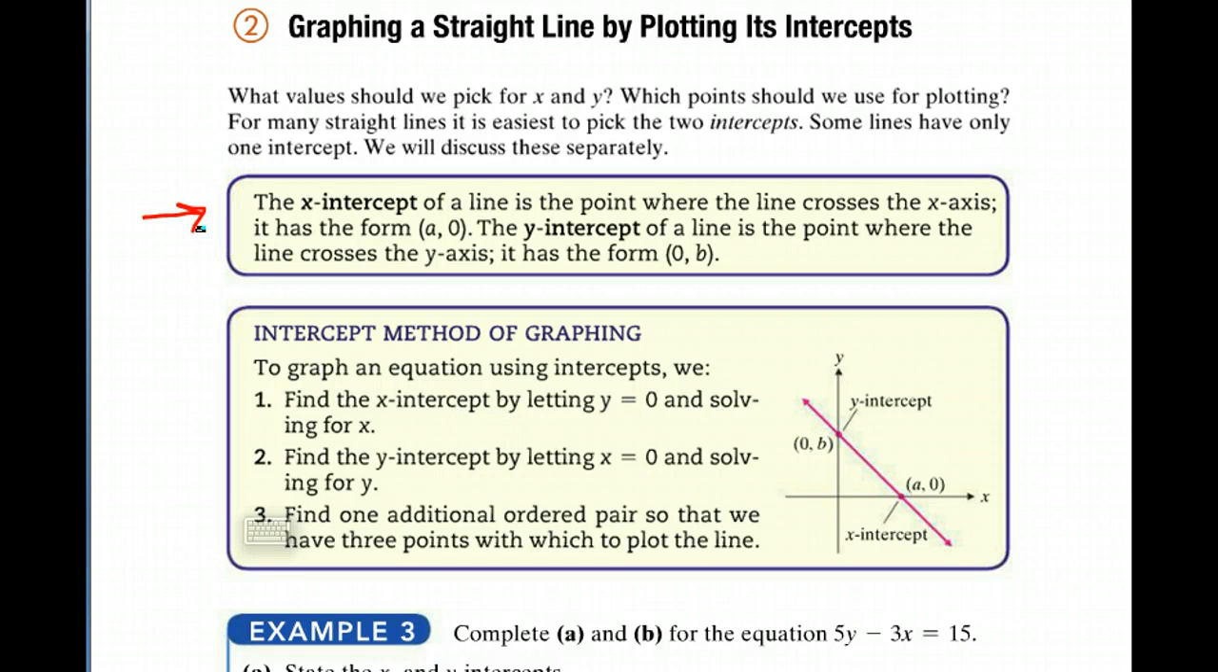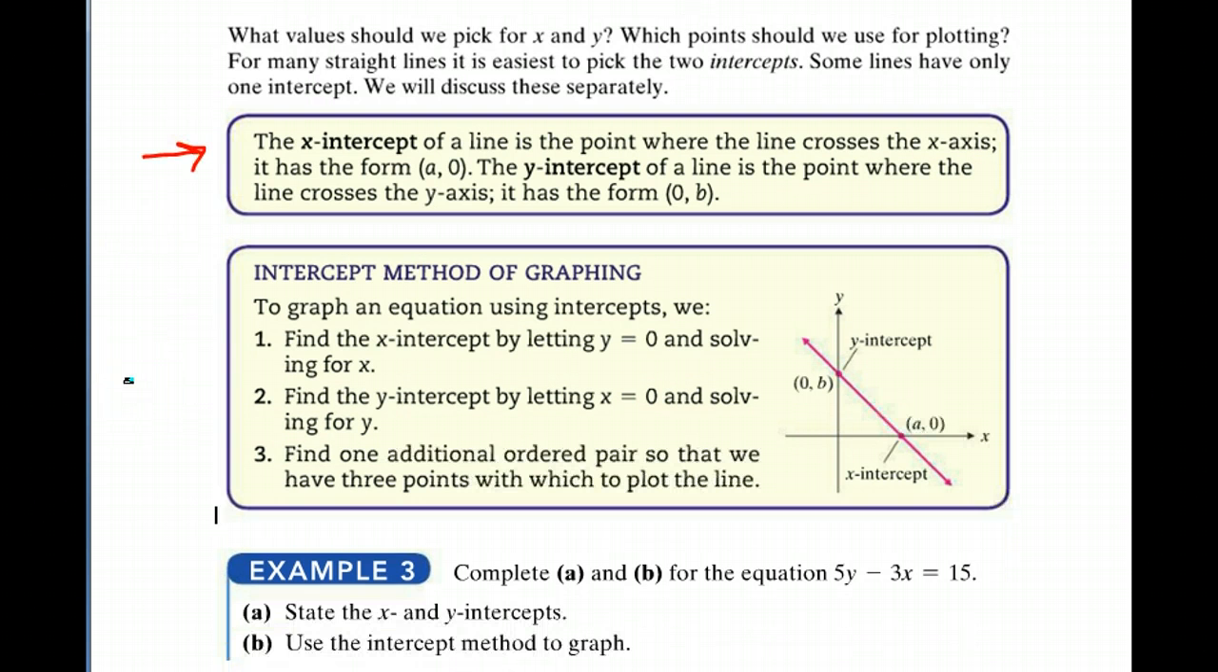So the x-intercept of a line is the point where the line crosses the x-axis. It has an ordered pair that's in the form of a, comma, 0, because the height on the y-axis is 0 at that point. The y-intercept of a line is the point where the line is going to cross the y-axis, and it has the form of ordered pair 0, b.